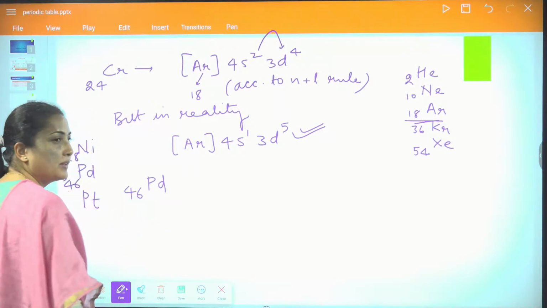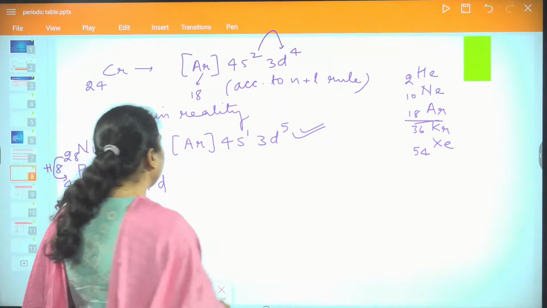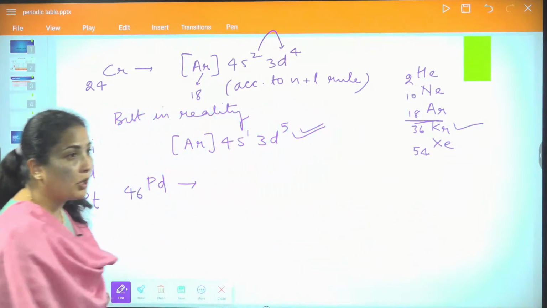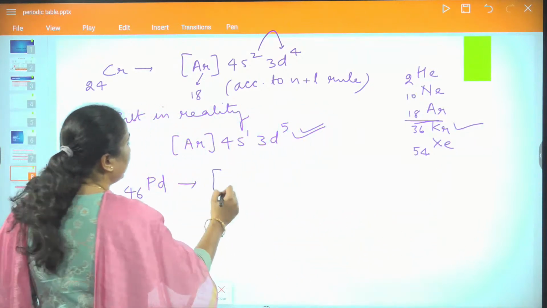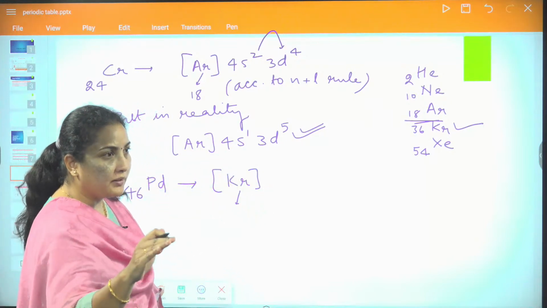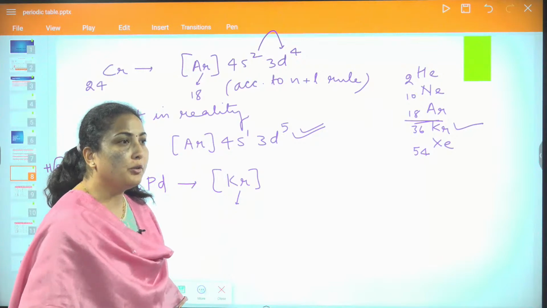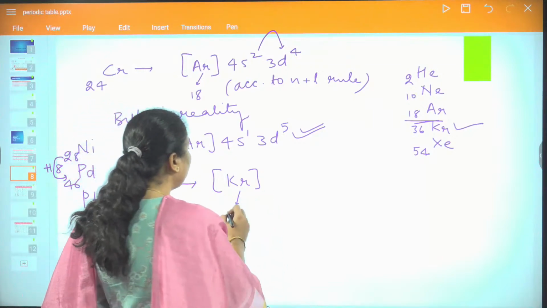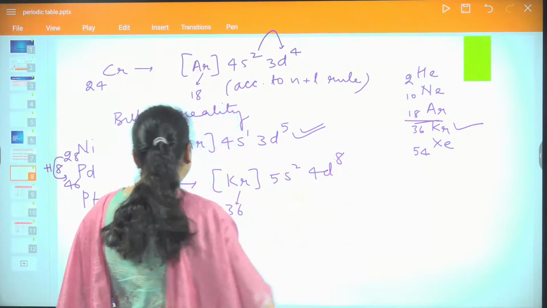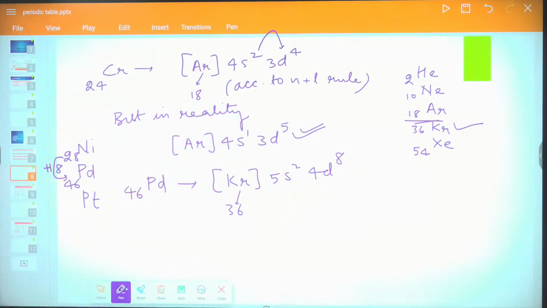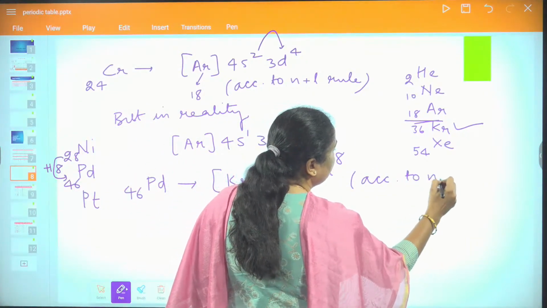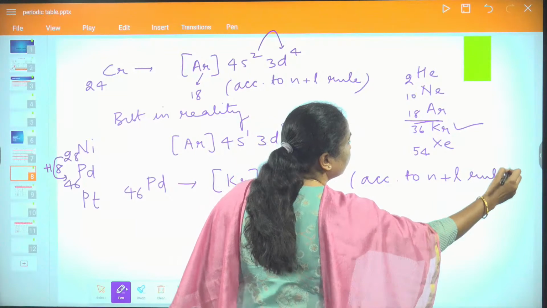Palladium is 46. Now for writing the configuration for palladium, which one is closer by? Krypton, right? So I'll be writing krypton. Krypton marks the ending of the 4th period. So the next electron is going into the 5th period. So you are going to have, this is 36, 5s2, 4d8, right? That should be there according to the N plus L rule, right?